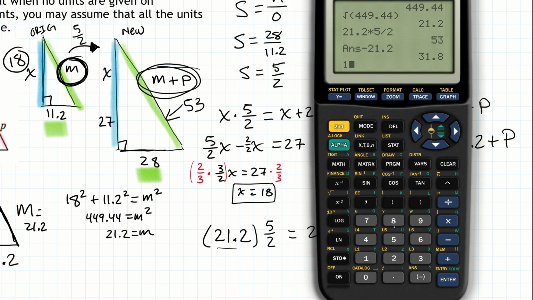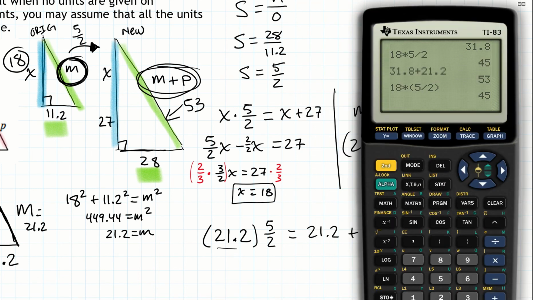So it should be the case that if I take 18 and I multiply that by 5/2, I should get 53. I did not. So I've made a mistake somewhere. Let's think about this before I panic. Oh, no, no, no, that makes absolutely no sense. If I take 18 and multiply that by 5/2, that should give me the length of x plus 27, right? Because those are the ones that are marked in blue.